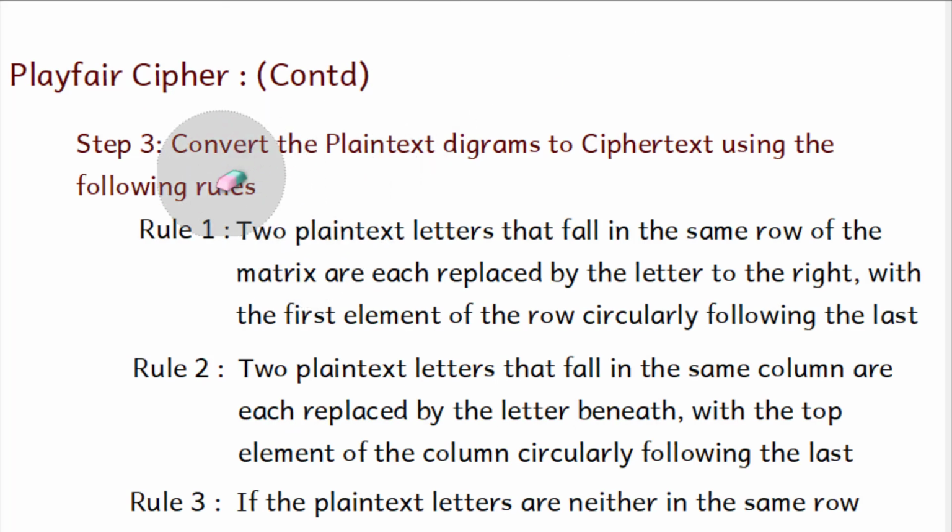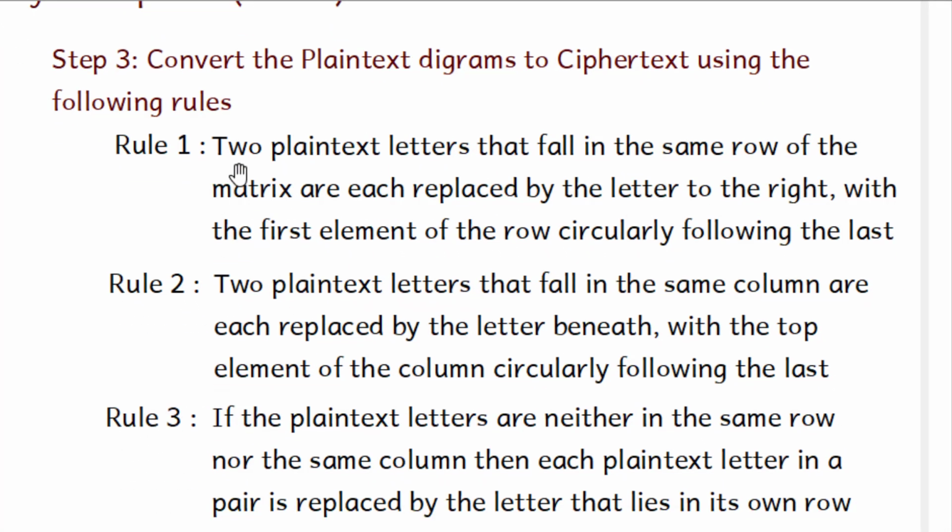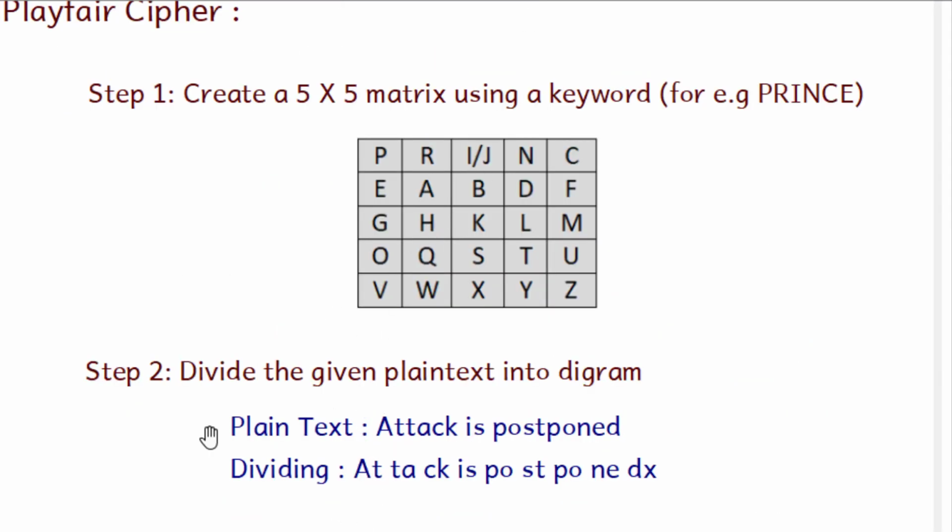Then the third step consists of converting the plain text to the cipher text using some rules. These are the rules, we must follow these rules. The first rule is that two plain text letters that fall in the same row of the matrix are each replaced by the letter to the right, with the first element of the row circularly following the last. What does it mean? Suppose in my plain text I have AD. I want to get the cipher text for this. A is here and D is here, both are lying in the same row. So first I have to get the code for A. The code for A is the alphabet lying immediately after A on the right side, so this is B, and for D it is F. So for A we write B and for D we write F.